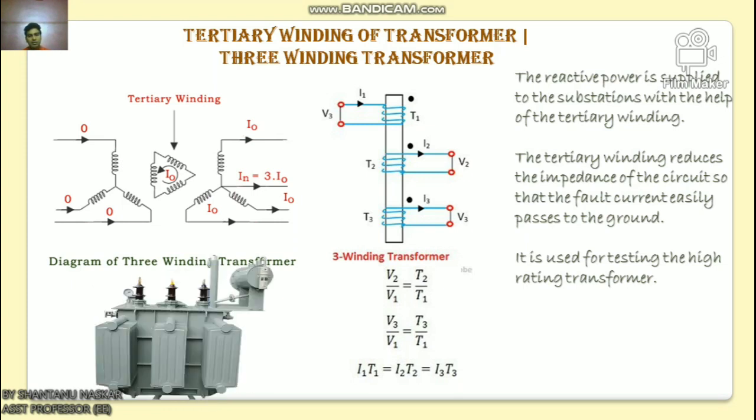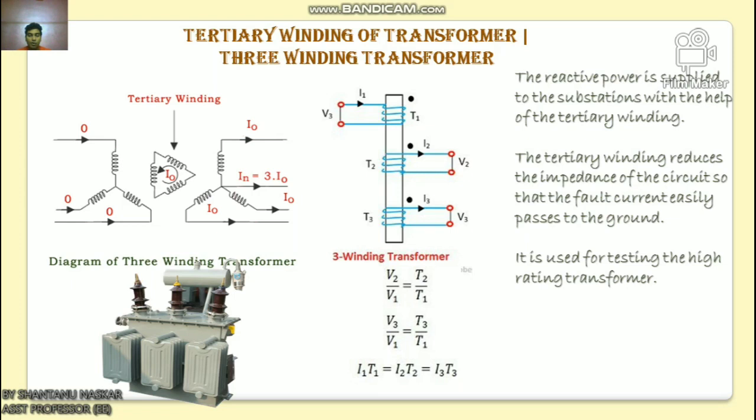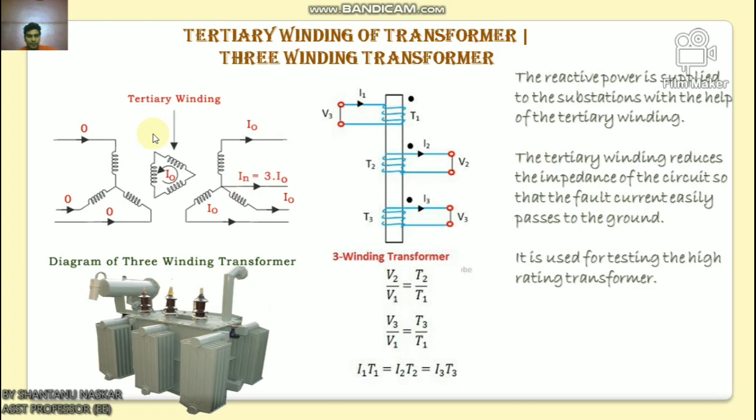The voltage of the tertiary winding differs from the primary and secondary winding. Thus it is used for supplying power to auxiliary appurtenances like the fan, tube light, etc. of the substation. The tertiary winding is used for the following applications: reactive power is supplied to the substation with the help of the tertiary winding. The tertiary winding reduces the impedance of the circuit so that the fault current easily passes to the ground, and it is used for testing high rating transformers. So that's all about the tertiary winding or three-winding transformer.